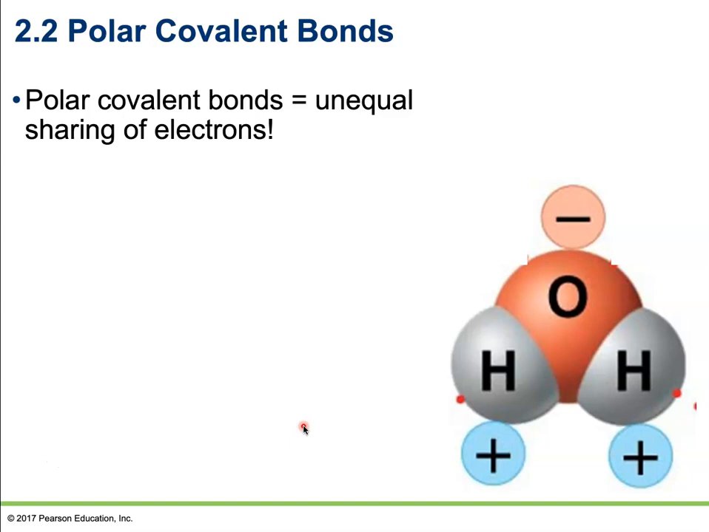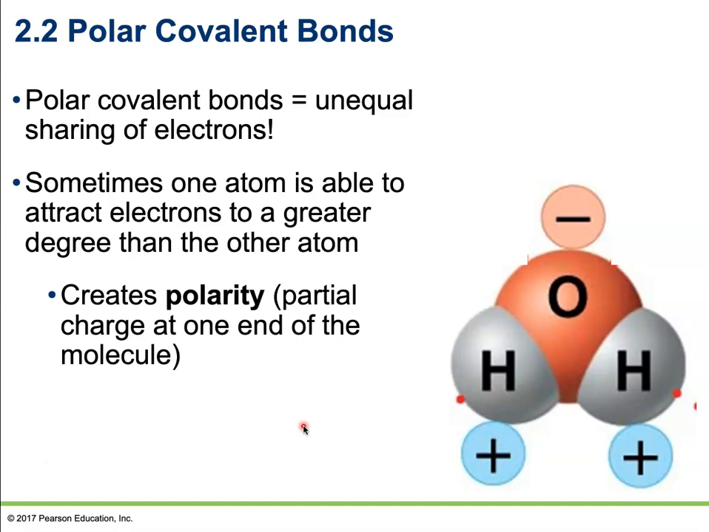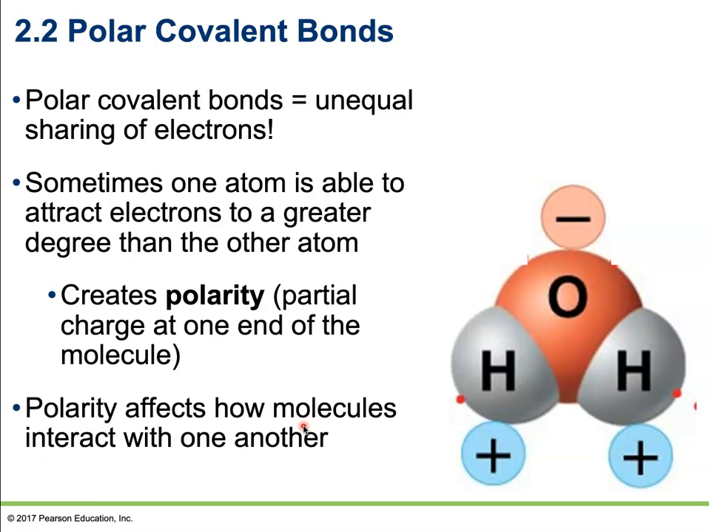What we'll find is that sometimes one atom is going to be able to attract electrons to a greater degree than another atom. When this happens, it's going to create a polarity or a partial charge at one end of a molecule. And polarity is going to affect how molecules are able to interact with one another.